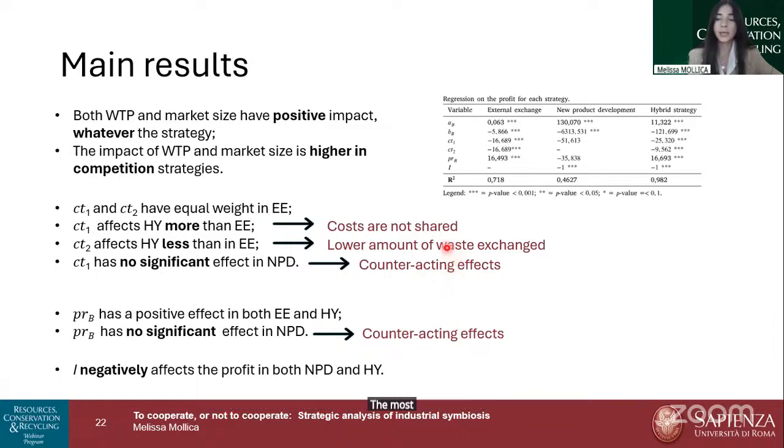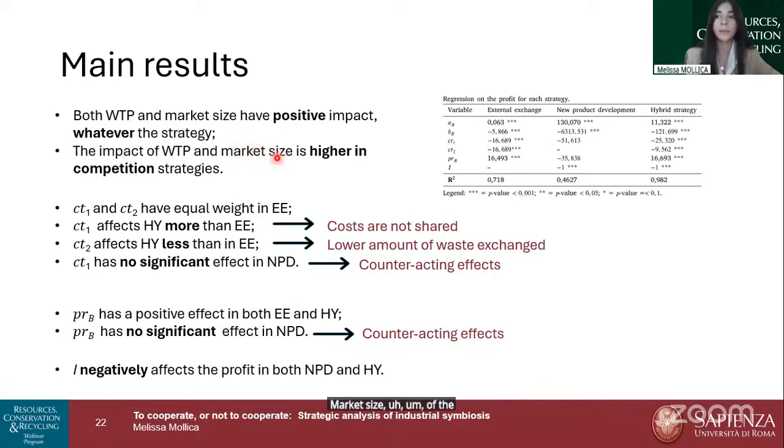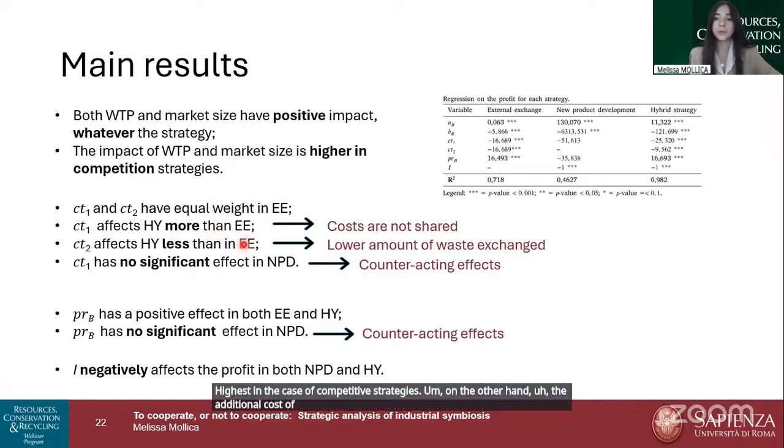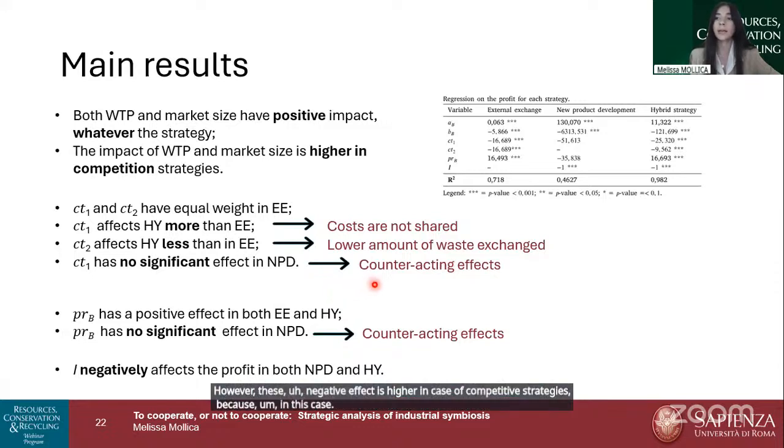The most interesting, as we can see, are that the willingness to pay and market size of the market where possibly company Alpha can enter have a positive effect on company Alpha profit, whatever the strategy. However, this impact is highest in the case of competitive strategies. On the other hand, the additional cost of industrial symbiosis always plays a negative role. However, this negative effect is higher in case of competitive strategies because in this case, company Alpha cannot share the cost of industrial symbiosis with a partner, it has to bear it all alone.